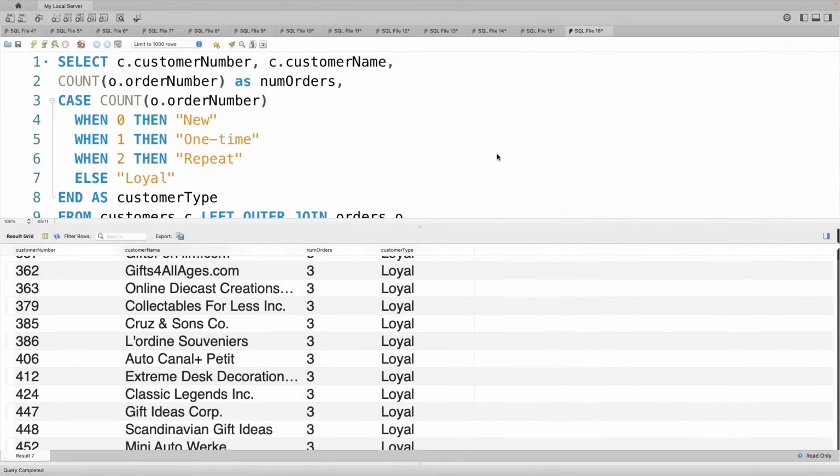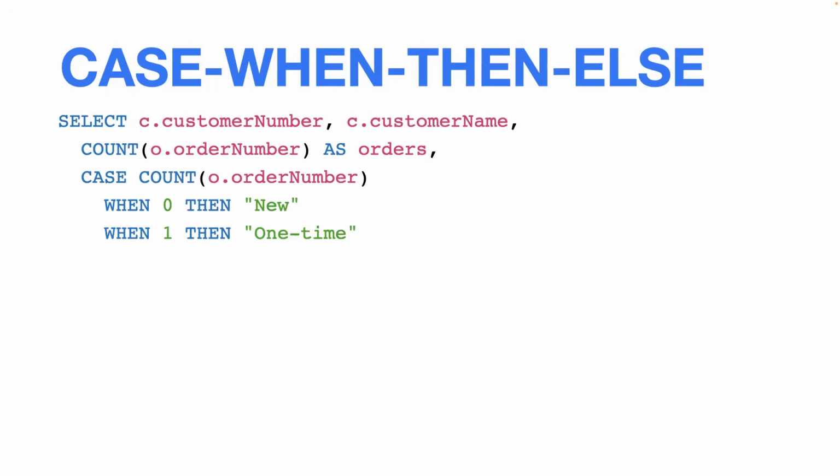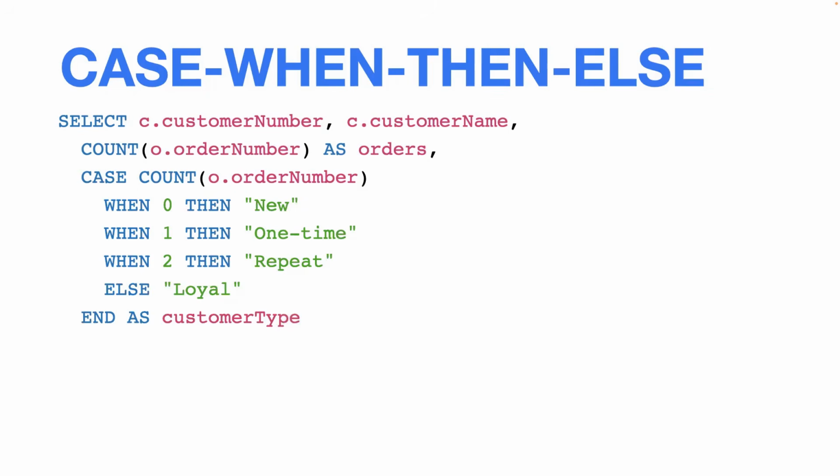So that's one. So here's what we did in the case statement. We say select customer number, customer name, and the count of order number. And we have a case statement on the count of order numbers. When it is 0, we say new. When it is 1, we return one time. When it is 2, we return repeat. Else we return loyal. And we call this resulting column customer type.